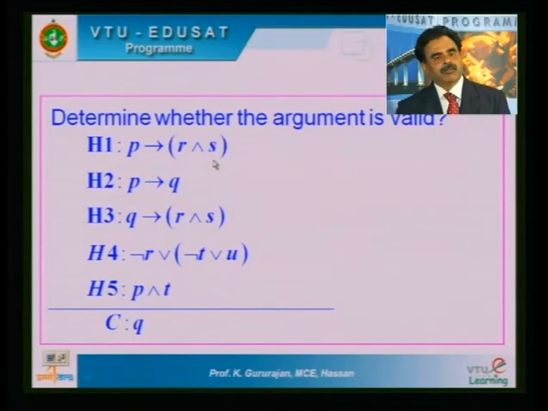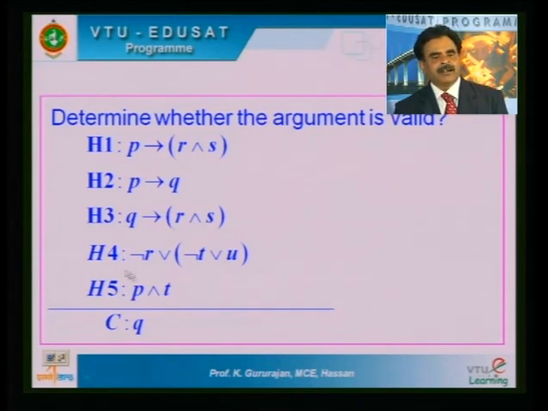Yes or no, by modus ponens. Similarly, because P is true, if I use H2, P is true, P implying Q is true, so Q is true. I will get that again by modus ponens. So from H1, H2 and H5, I will get R is true, S is true, as well as Q is true. Now, because Q is true, immediately I will get R and S is true.